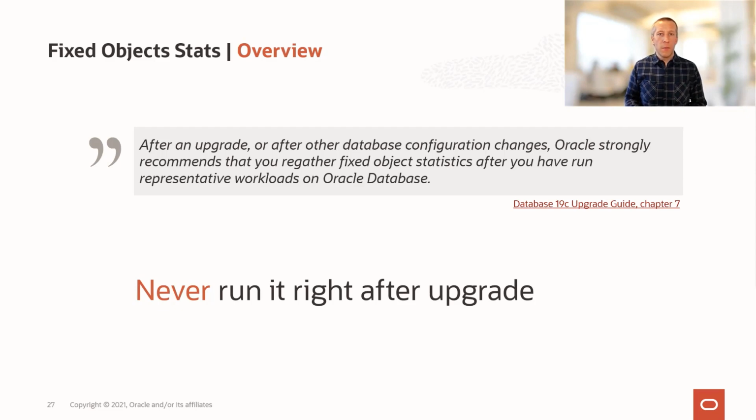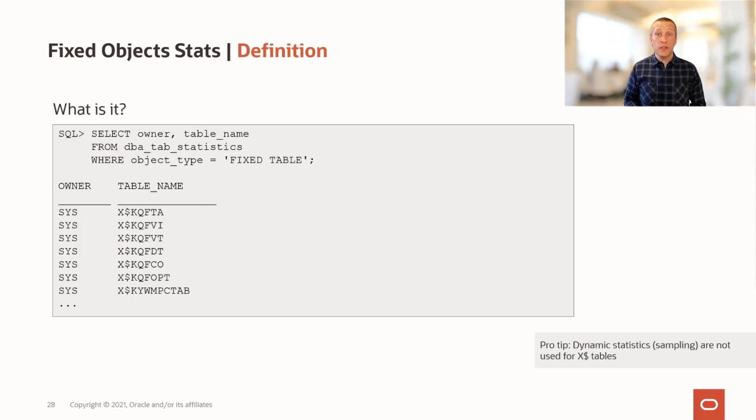Why is that? Well, let's see what fixed objects really are. It is those $X tables that you find in your database. But they aren't really tables, they are memory structures. And for instance, you can find $BH, which represents the buffer cache. During a database upgrade, the database is restarted multiple times. This also means that the buffer cache is flushed and completely empty. So if you gather fixed object statistics right after the upgrade, you will gather statistics on an empty buffer cache.